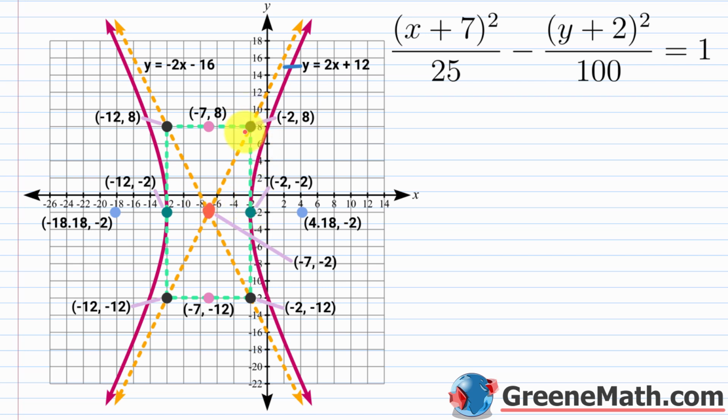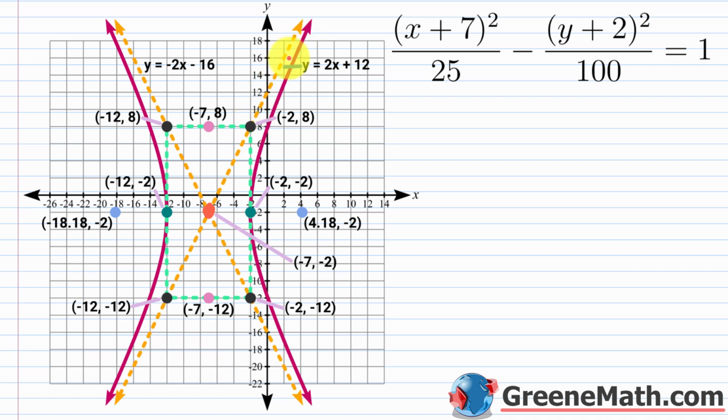From that center, that's going to be right there, which is (-2, 8). If I go 5 units to the left and then 10 units up, I'm going to be at (-12, 8). If I go 5 units to the left and 10 units down, I'm going to be at (-12, -12). If I go 5 units to the right and 10 units down, I'm going to be at (-2, -12). So those are your endpoints for the fundamental rectangle.